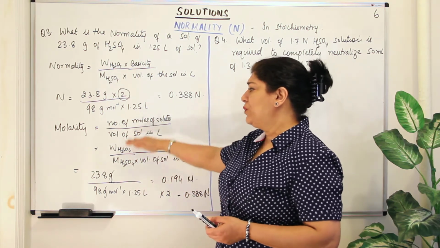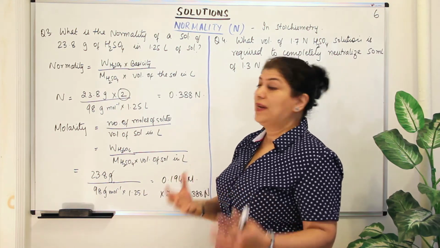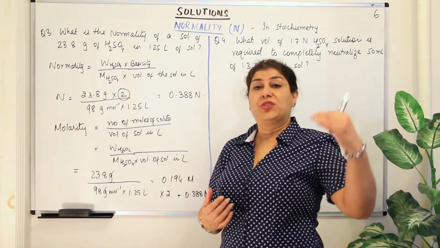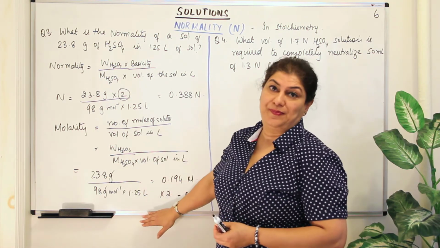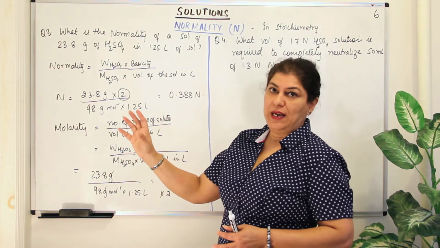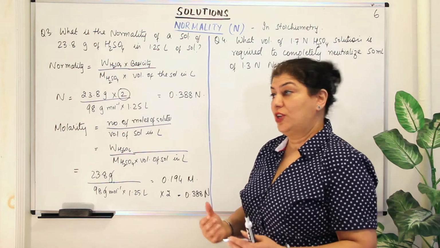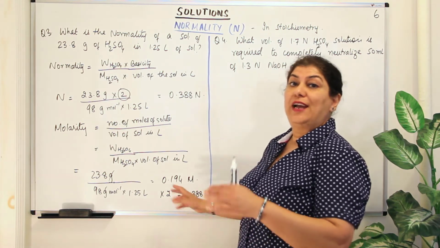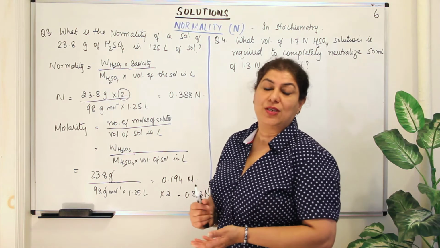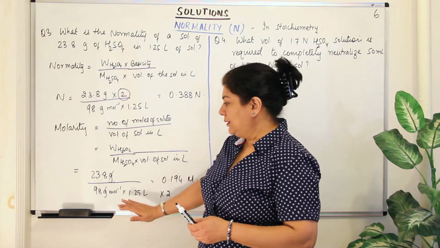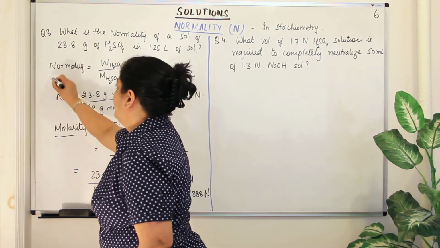This would not be your first preference. But if in the question you've been given the molarity, or in a previous step you were expected to calculate the molarity, then you could use this formula at that time. You already have the molarity and from that you want to calculate the normality, or vice versa. You have the normality and you're supposed to calculate the molarity from it, you would divide it by the basicity or acidity. So this is the relationship between molarity and normality also.